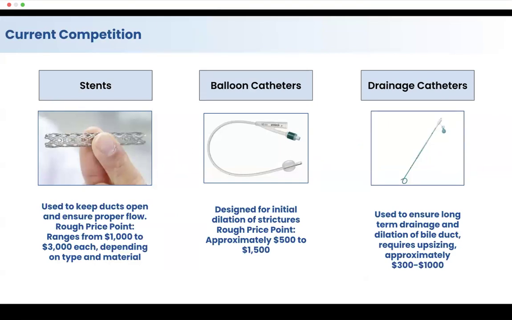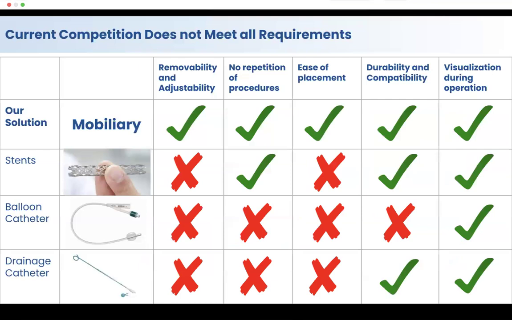The current solutions include biliary stents, balloon catheters, and drainage catheters. Stents are used to keep the ducts open and are left inside the patient forever. Balloon catheters are for the initial dilation of strictures, after which they are taken out and a drainage catheter is inserted in its place. The drainage catheters are then left inside the patient for as long as 6 months, but with replacement to a larger diameter every 2 to 3 weeks.